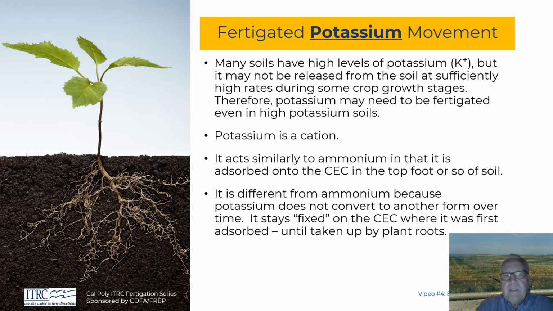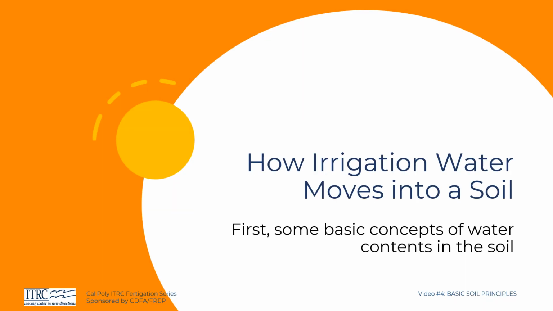So it's a cation. It acts like ammonium, in that it's absorbed onto cation exchange capacity. A big difference here is that it is not like ammonium because it doesn't convert to anything else. In other words, it doesn't change to the equivalent of nitrate. And it just stays on the exchange sites where it was first adsorbed until later on, it gets in the soil water solution, and there's that exchange process, and it gets into the plant roots.